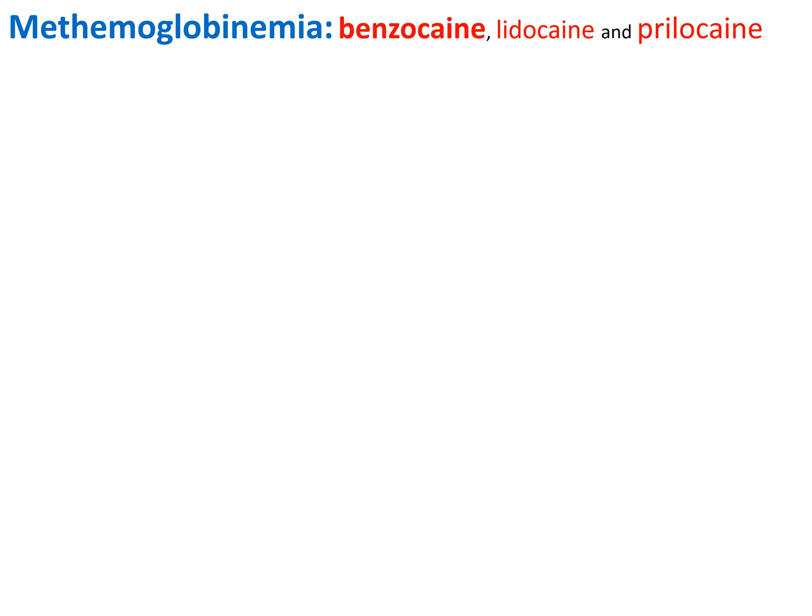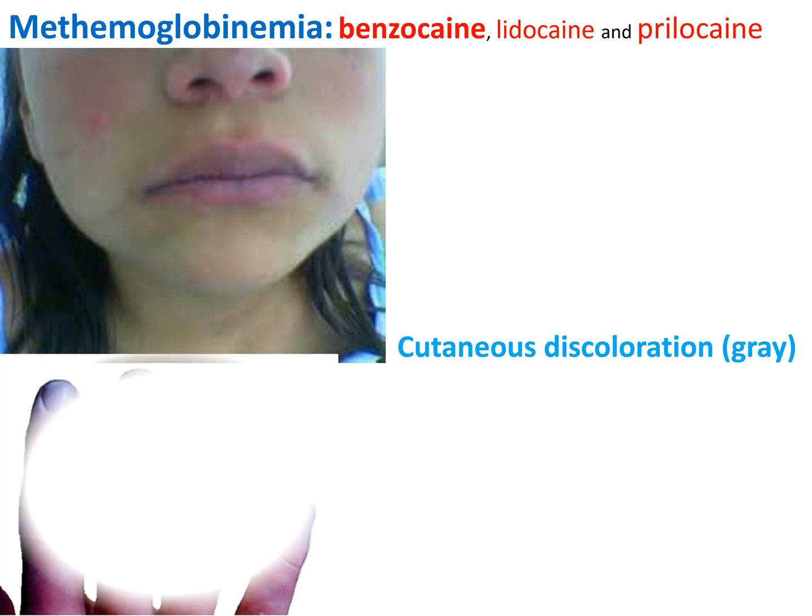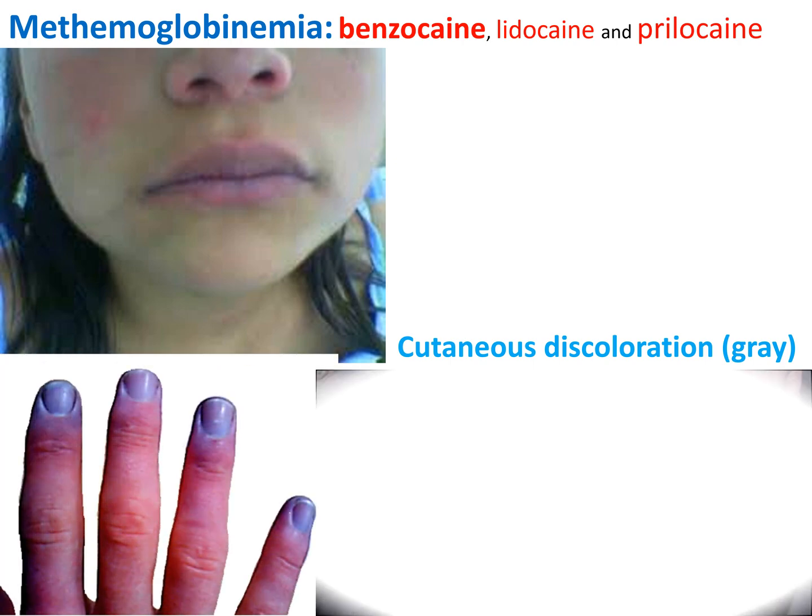Methemoglobinemia is a really serious side effect that might be produced by benzocaine or lidocaine or prilocaine. And probably that's the reason why benzocaine should not be used in children to treat teething problems. Methemoglobinemia will produce a continuous discoloration, a gray color, as you can see here.